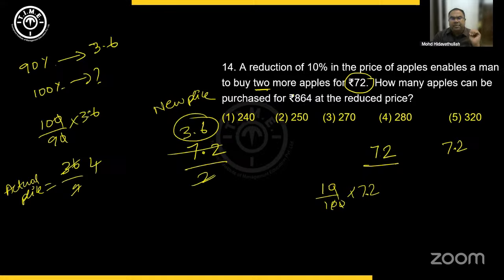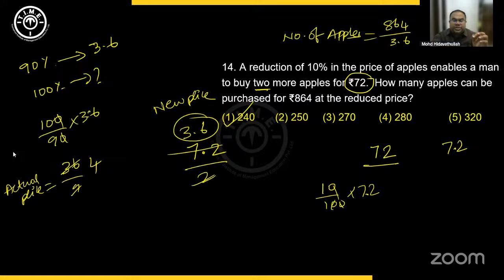How many apples can you purchase for 864? Number of apples I get for 864 rupees: 864 by what's the price now? 3.6, or 8640 by 36. 36 twos are 72, 144, 36 fours. 240 should be your answer. Correct answer, Gayatri. Hope this is clear.